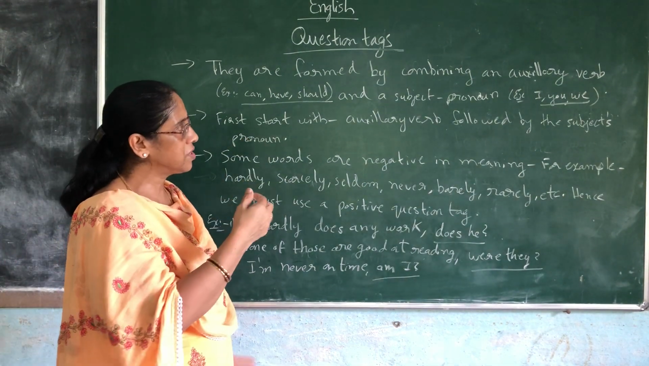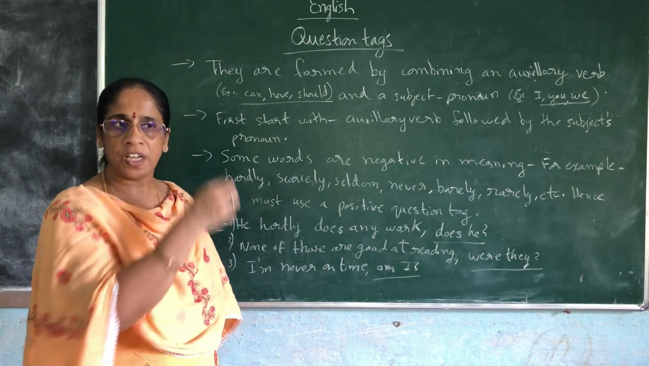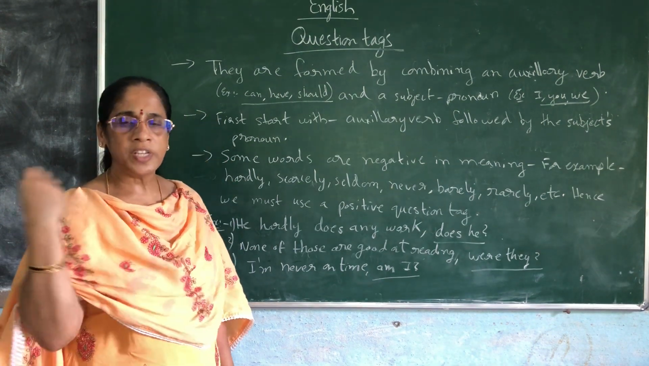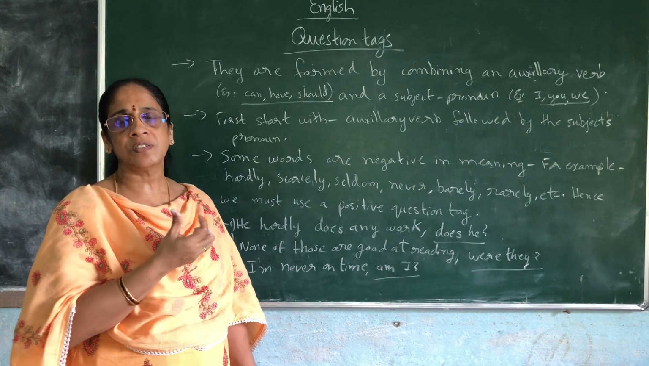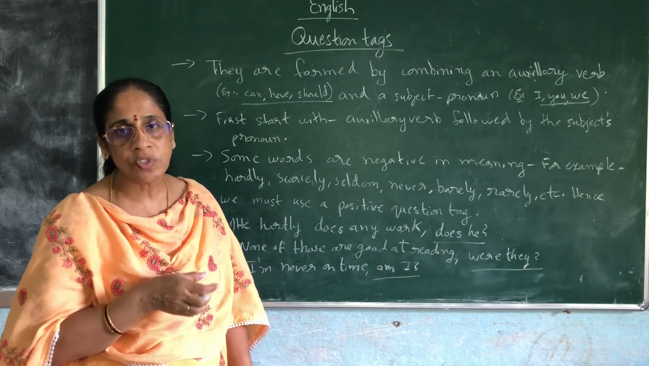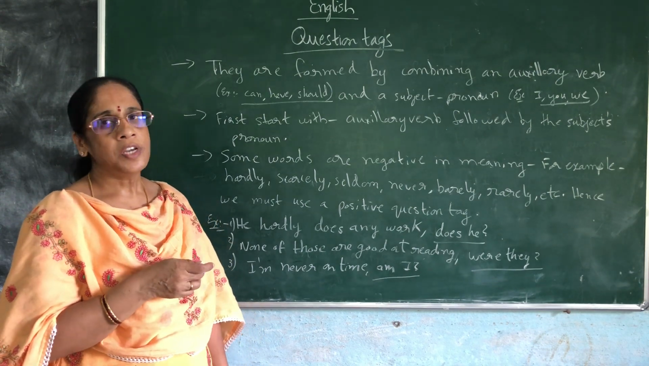Just a few examples of how to write a negative or positive question tag. I will just write on the board and show. Then I will display a set of sentences, or a set of question tags, that can be used as a positive and also as a negative question tag.